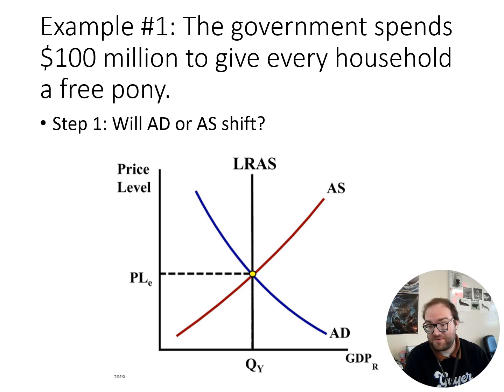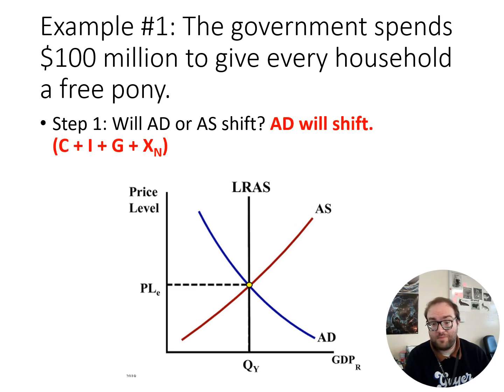So if we ask ourselves that, we can conclude that aggregate demand is going to shift. Because essentially, you'll remember the four shifters of aggregate demand are the components of gross domestic product: consumer spending, investment spending, government spending, and net exports. And in this case, this is definitely going to be government spending. It literally says it right in the problem. The government spends $100 million buying ponies for everybody. So we know aggregate demand is going to shift.